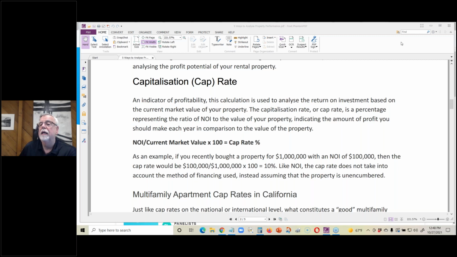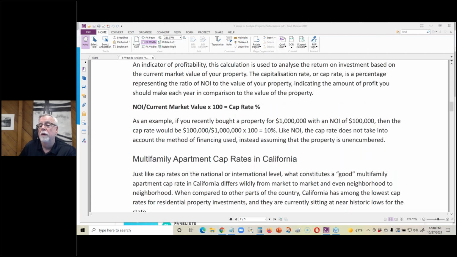So what is a cap rate? I put in a little example here. If you had a property that was $1 million and it had a net operating income of $100,000, then it's got a 10% rate, right? Now, again, the cap rate isn't talking about financing. It's assuming the property is unencumbered, right? Later, when we get to the software, I'll show you how to analyze what effect having a loan does.